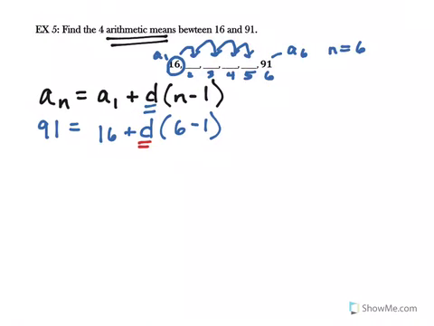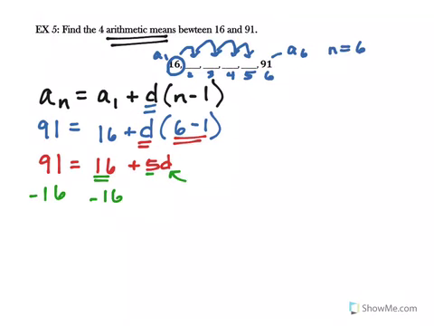So let's go ahead and start inside the parentheses. 6 minus 1 is 5, then 5 times d is 5d. So we have 91 is equal to 16 plus 5d. We want to get d by itself. Because we want to get d by itself, we've got to remove this first and then remove that. So we'll subtract 16 from both sides.